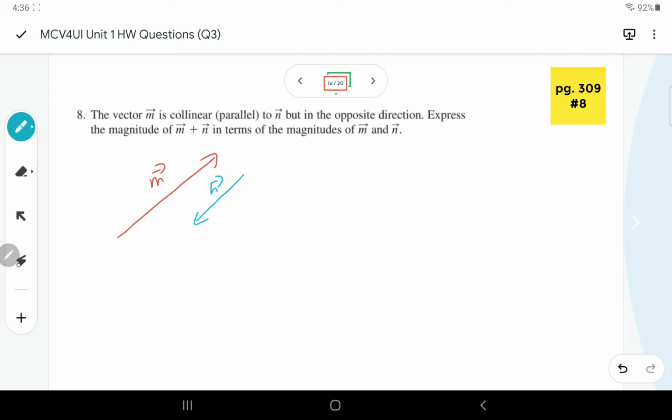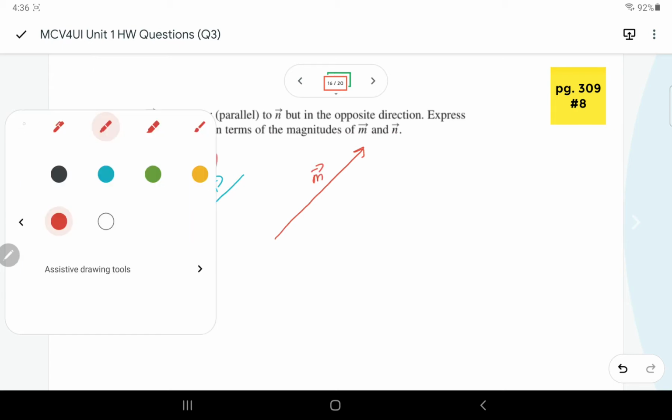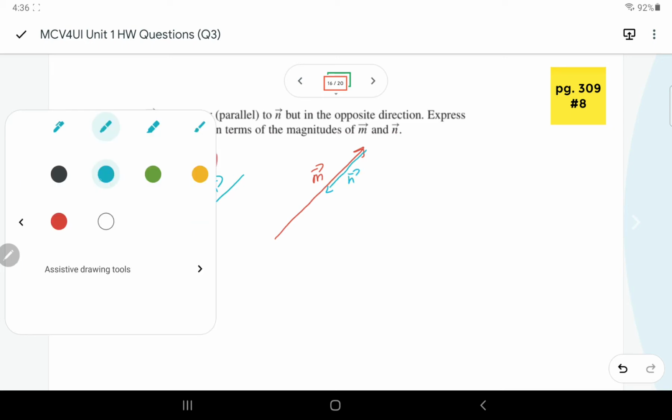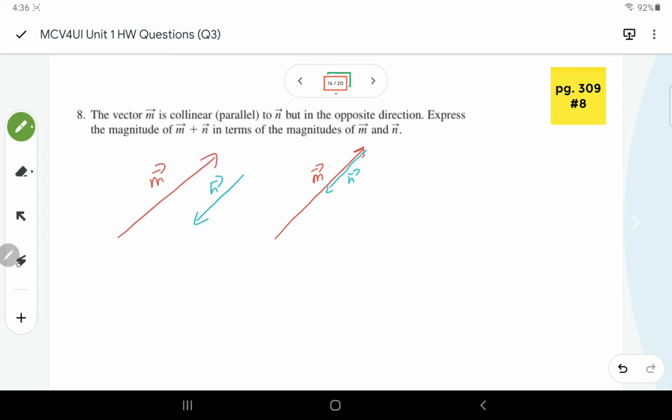These are collinear vectors, but going in the opposite direction. If we had vector m plus n, so if I went along vector m here, and then head to tail, vector n is going to take me backwards, then the start to end, we aren't really making a triangle here because we're going right back and forth along the same line. This green one would be m plus n.